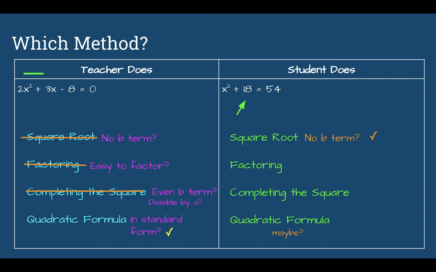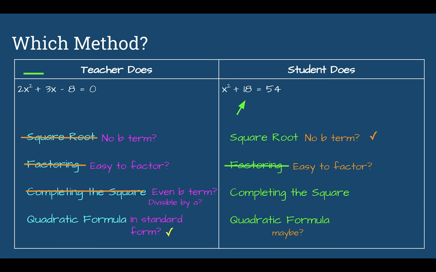And then just to go through the rest, what about factoring? Is it easy to factor? We'd have x squared minus a number. I'm not exactly sure if we would be able to figure it out. Let's say not easy to factor.